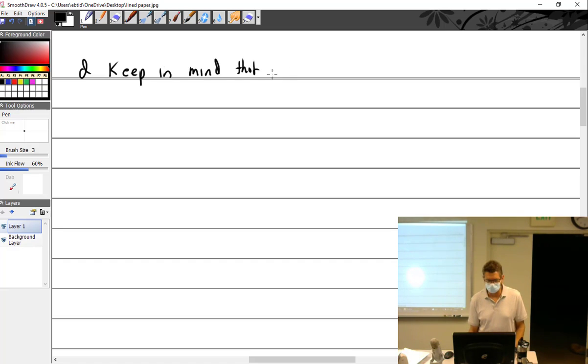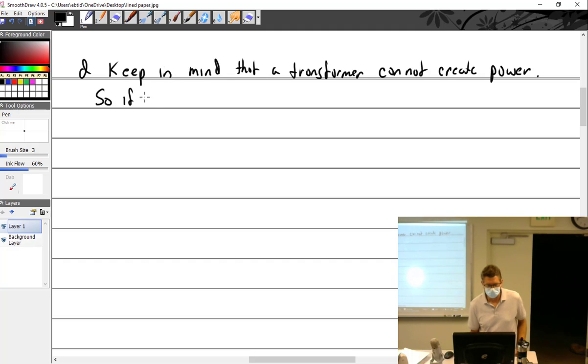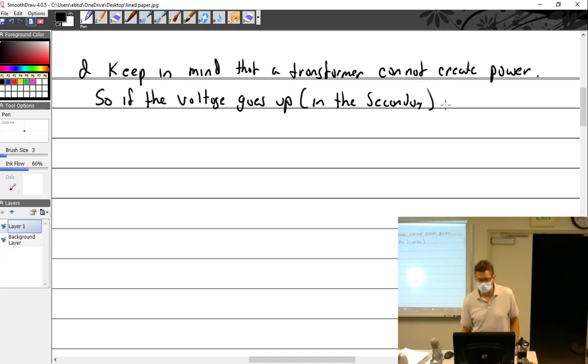Keep in mind that a transformer cannot create power. Is it D or C? Sorry. Okay. Cannot create power. So, sorry, hey. Powerful. Apparently that was a transformer. If the voltage goes up in the secondary, because that's what we're talking about, the current in the secondary must come down.